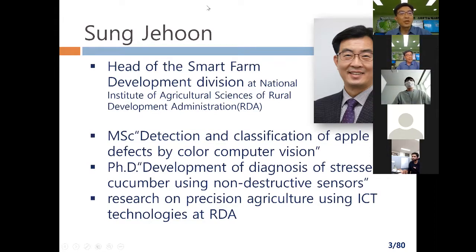Since then, I've joined the RDA as a researcher and have been researching the health status of crops for more than 20 years. I'm working in the division of smart farm development these days. Have you heard about the smart farm? It is literally a smart way of operating a farm. I will explain it in detail in a little while.